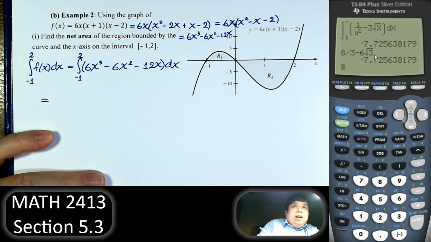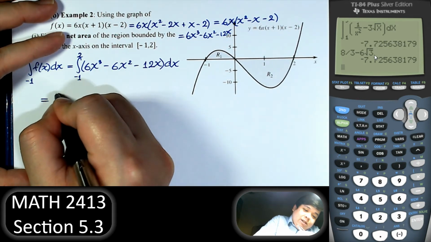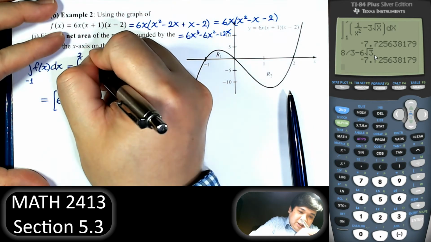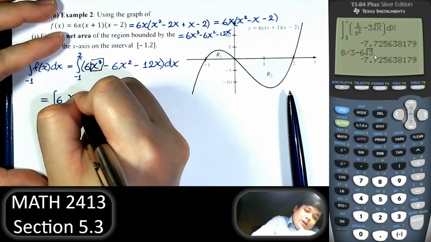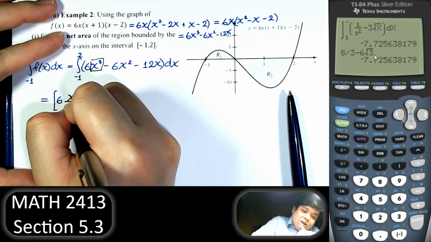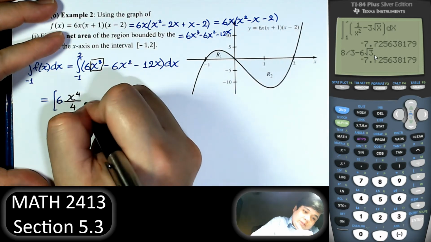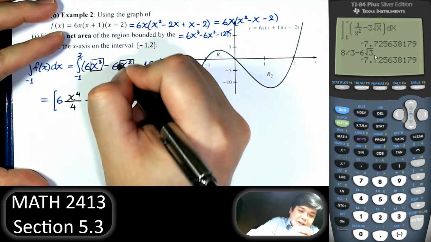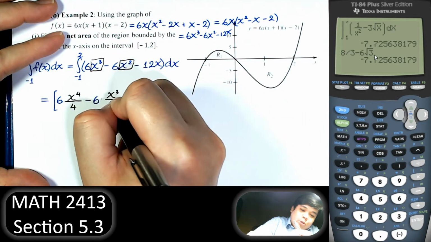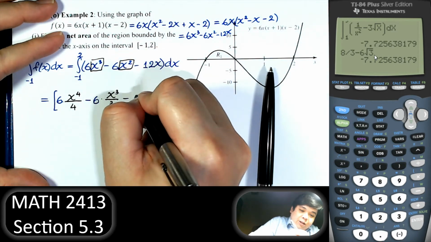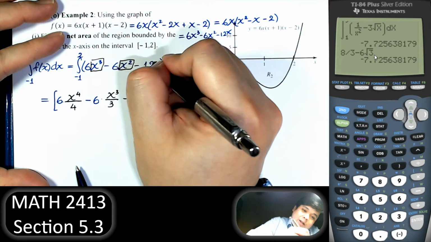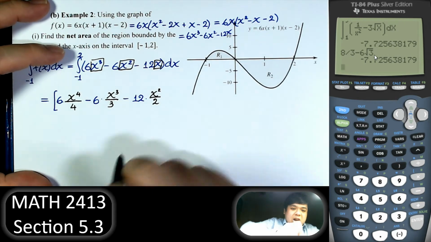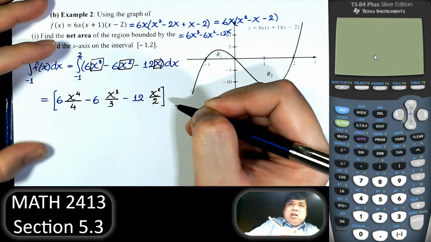Right. Now we just integrate 6x cubed. Integral of x, increase the power by 1, divide by the same as the power. x squared, x cubed over 3, 12, integral of x squared over 2. Yeah, just like derivative, just like limit, summation.